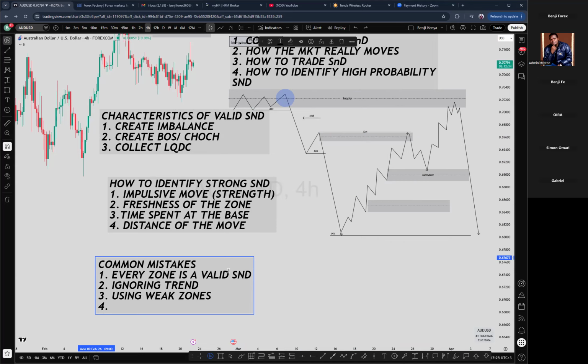Number 4, entering without confirmations. Entering without what? Confirmations. And this is something that I've taught you over and over again. We have to wait for confirmations.